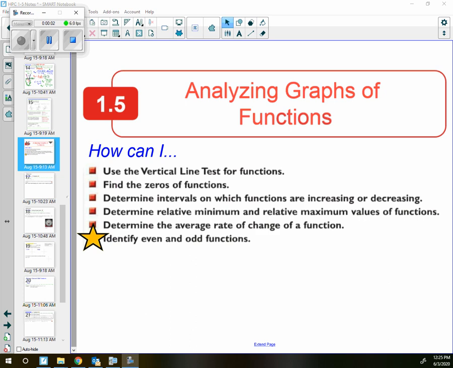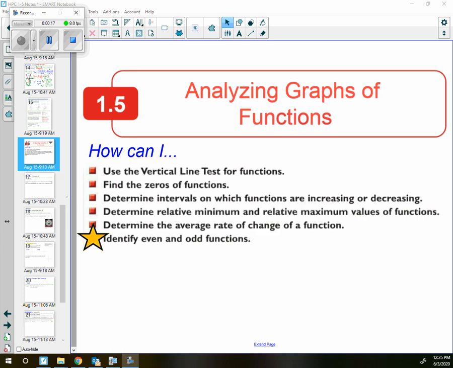All right, this is 1-5, day 3. So we're going to keep looking at analyzing graphs of functions. We're going to start with a couple of review questions in today's notes, just to hit over again average rate of change, and then talking about increasing, decreasing, and max and min.